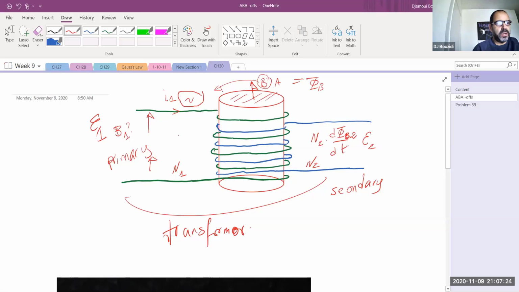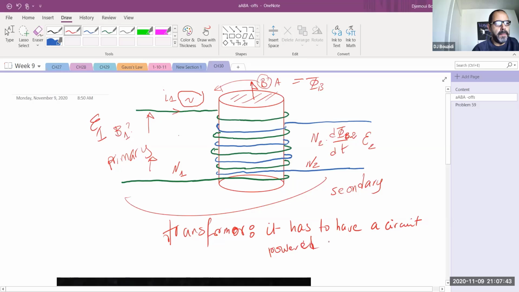A key rule for a transformer, that is part of the discussion also, is that it has to have a circuit powered by an AC source. Okay, so that is a key for it. If you don't have an AC source, the transformer will not work. It does not work in a DC circuit, with a DC source, I should say.